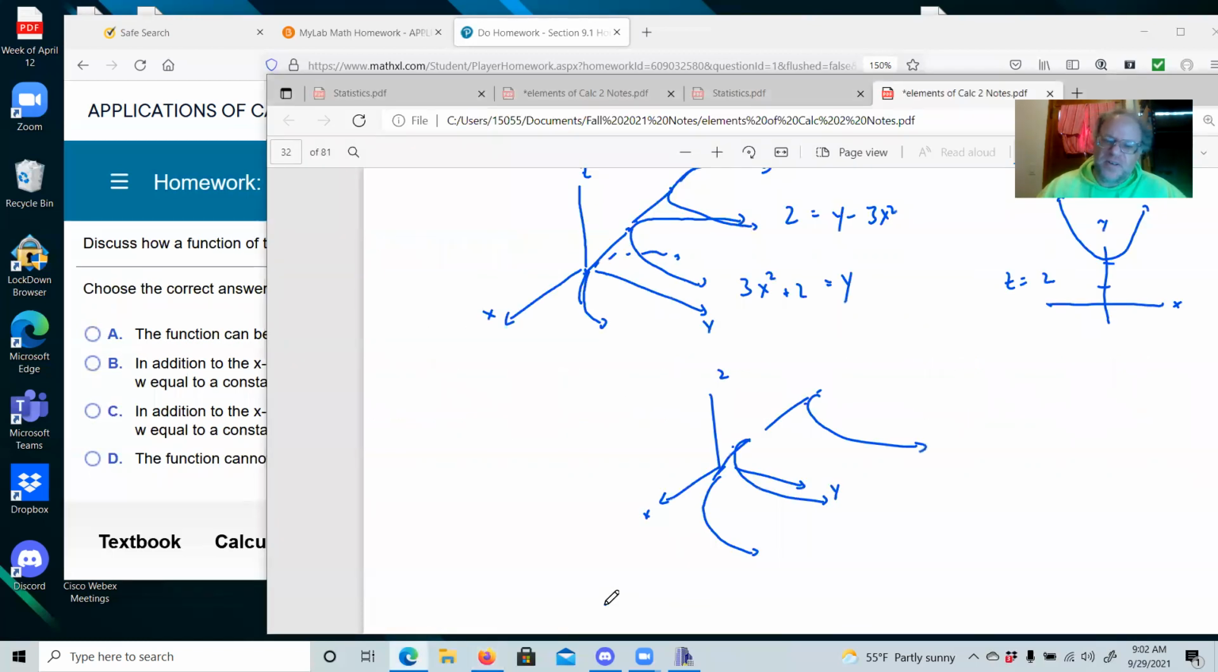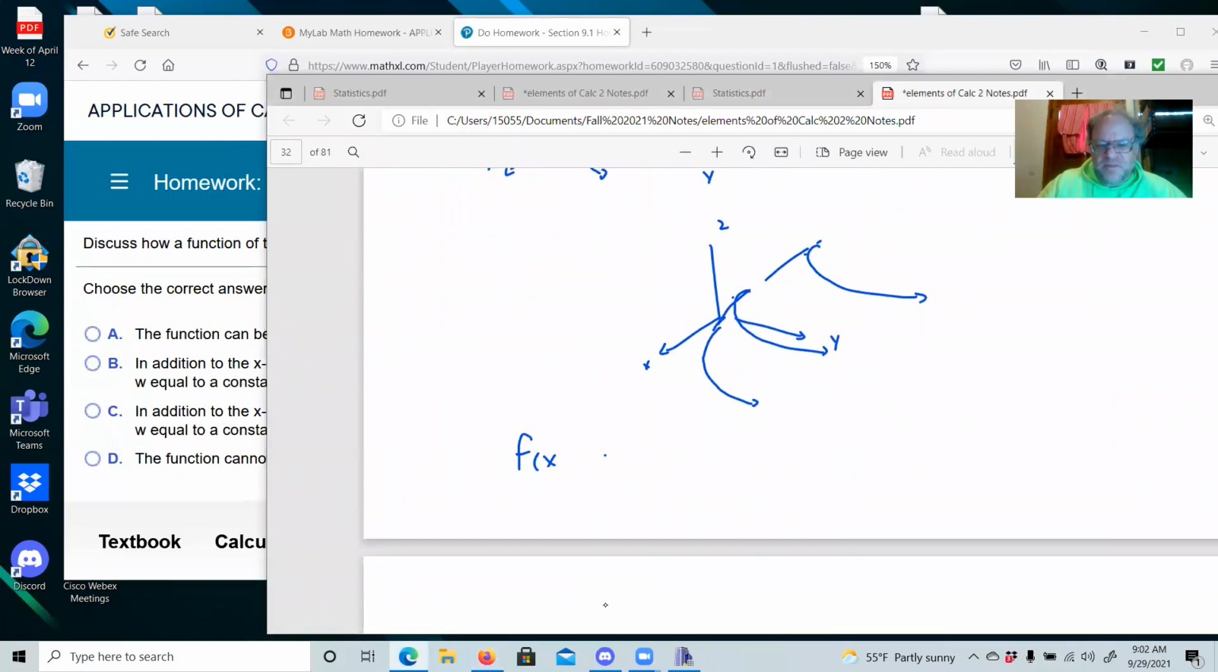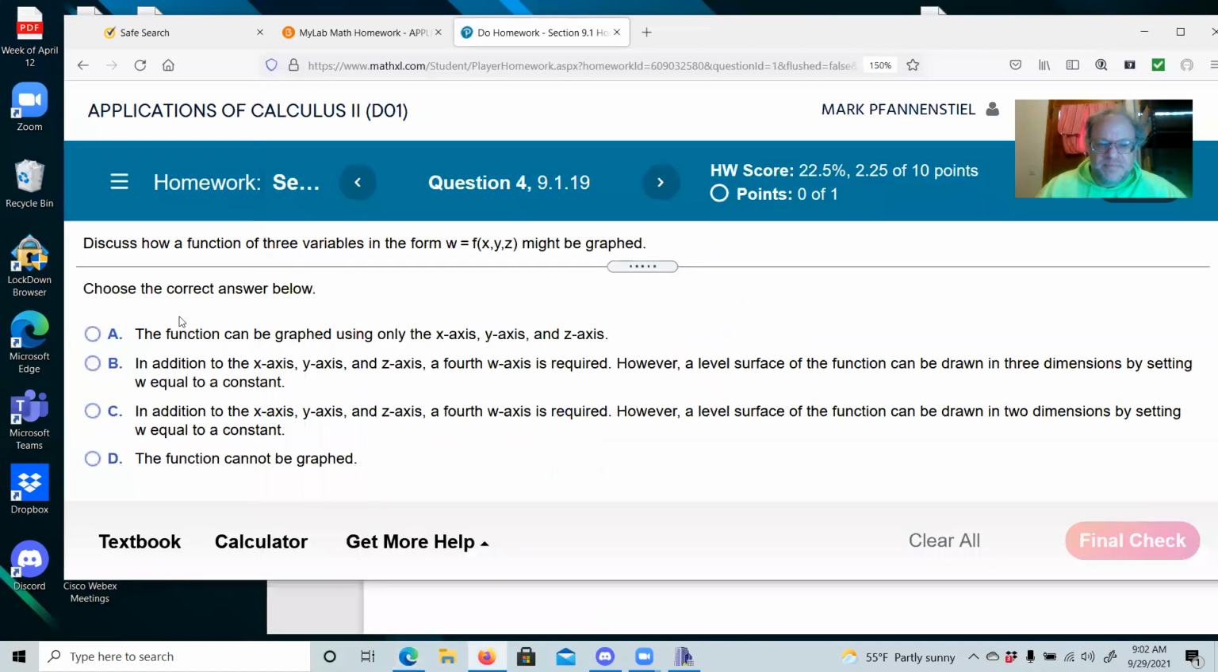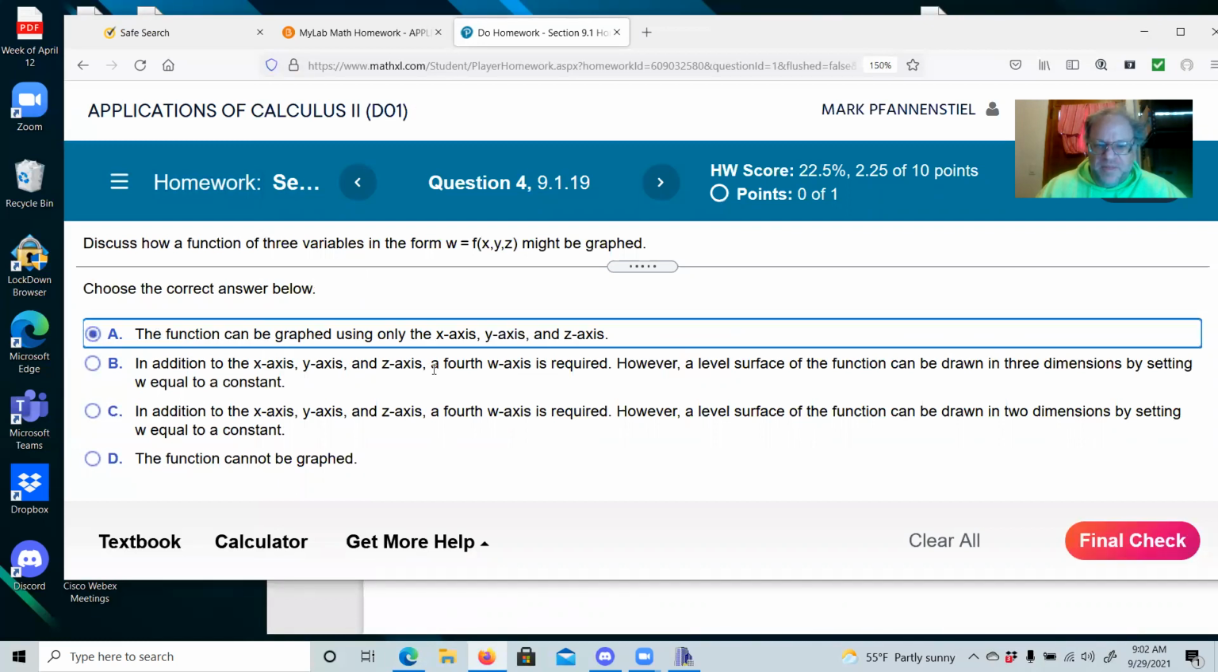Because look here, f of x, y. Would this count as an f of x, y? We could have something like 3x minus 6y is equal to 10. We'd still have a z-axis going on here, right? It would look like a plane, but that would be okay. So that's a 3-dimensional thing. So yeah, I think we're going to be okay with that.